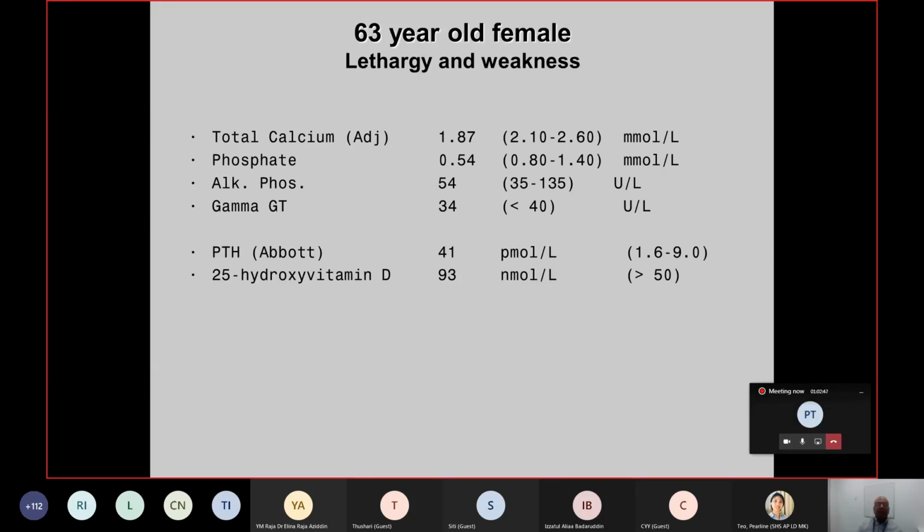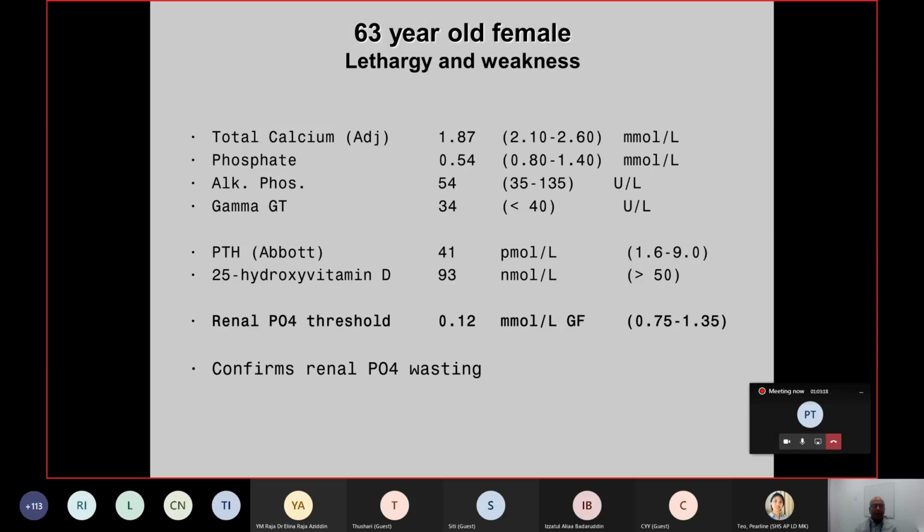A 63-year-old female presented with lethargy and weakness. She was found to have a low calcium and a very low phosphate with secondary hyperparathyroidism. So it could have been vitamin D deficiency, but her vitamin D was normal. Her renal phosphate threshold is very low, which suggests that she's losing a lot of phosphate in urine.